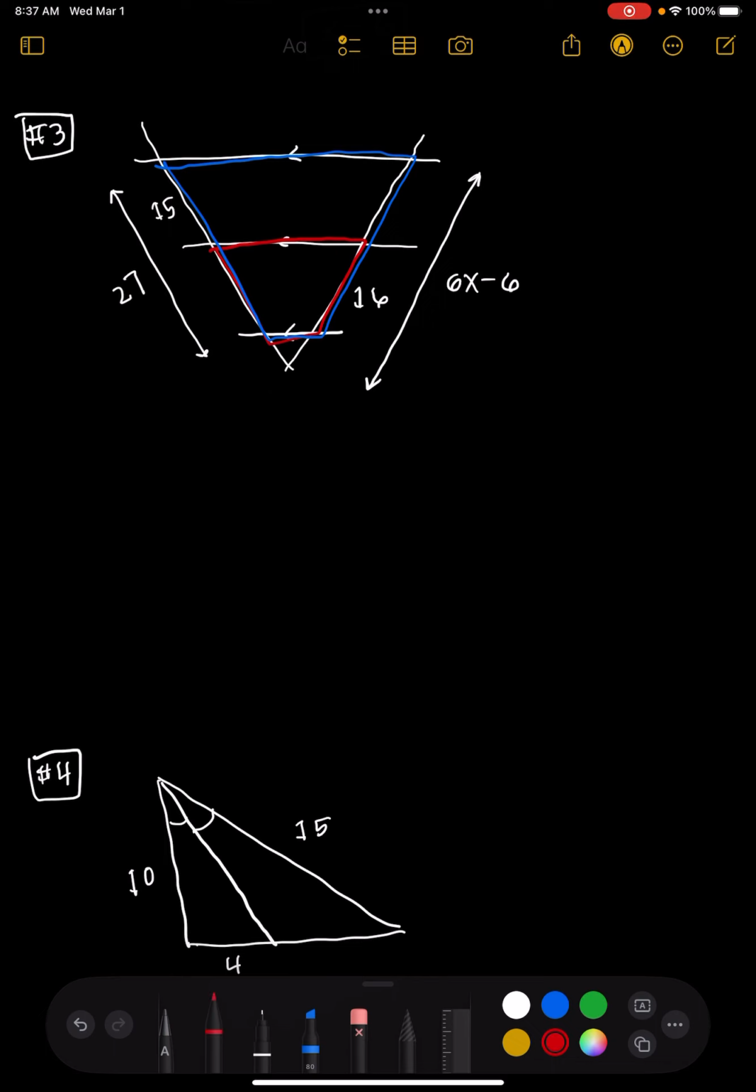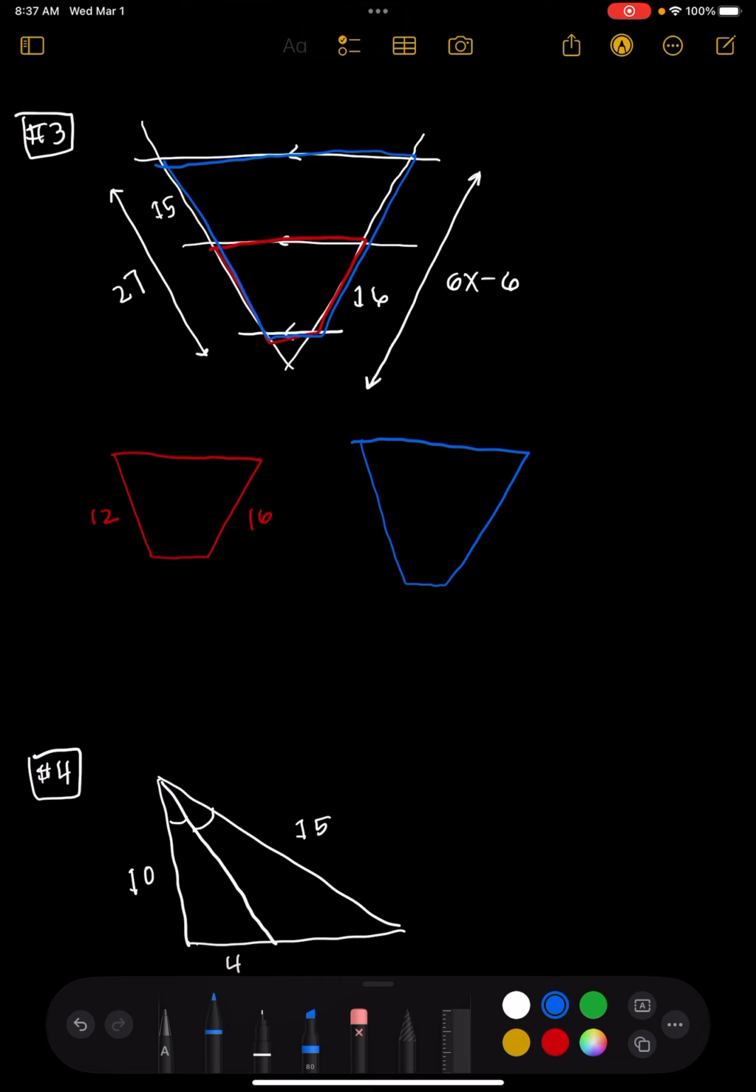For the red shape, we should have something like this. And we know this side is 16. And then on the left side, we kind of talked about it, but we can do 27 minus 15 to figure out what that side is. And 27 minus 15 is 12, so I know this side has to be 12. Now let's draw the blue shape.